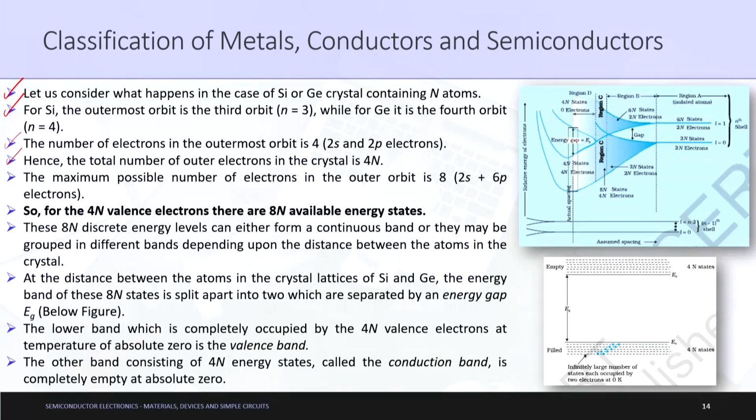The maximum possible number of electrons in the outer orbit is 8. How is it 8? There are 2 s electrons and 6 p electrons. So, the number of electrons in the outer orbit is 4, but the maximum possible number is 8. Therefore, there are 4n valence electrons, that is 4 multiplied by n, and there are 8n available energy states. This is how we can understand how the movement of electrons can occur in different energy states.